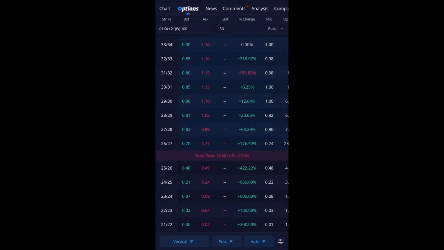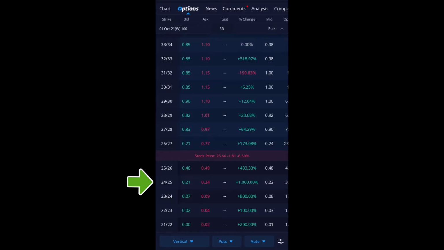So right now, if I'm thinking that the stock price of Palantir is going to go up, currently it's trading at $25.66. I'm going to buy something that's lower than that stock price. So I'm going to do something at $25.24. Basically, I'm going to be selling a 25 strike and then buying a 24 strike. So I'm going to click on something 24, 25, click on that.